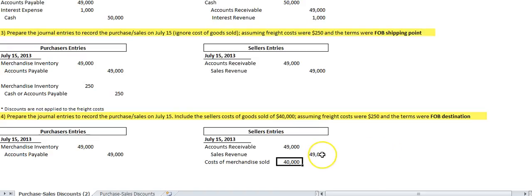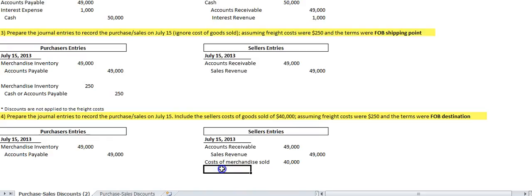You would book sales revenue of 49,000. Assuming this was the only transaction, of course, you're going to have various sales and various costs of goods sold. But you'll see the total sales revenue, and then you will see cost of merchandise sold, the total, and then the gross profit is the difference. And that's what's to be applied to selling and SG&A, selling and general administrative costs, right?